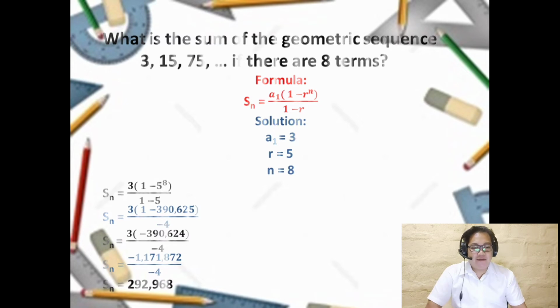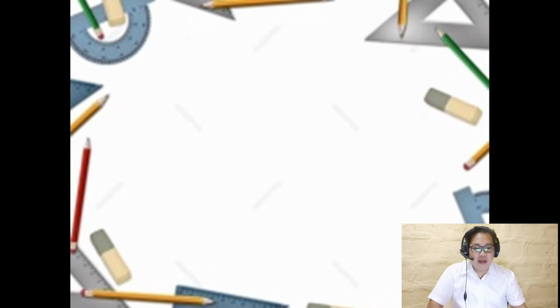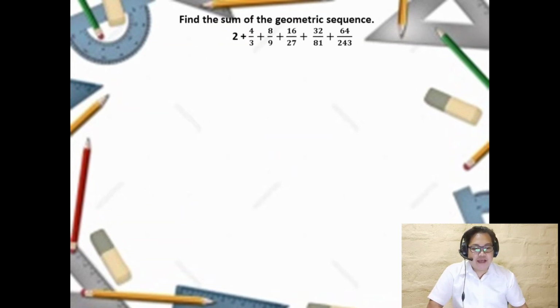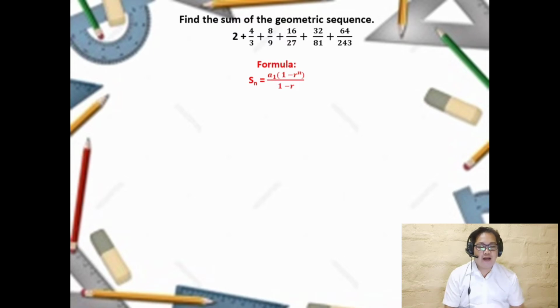Next, find the sum of the geometric sequence 2 plus 4 over 3 plus 8 over 9 plus 16 over 27 plus 32 over 81 plus 64 over 243. Ang formula natin ay, again, S sub n equals a sub 1 quantity 1 minus r raised to n over 1 minus r. Ang first term natin ay 2. So, a sub 1 equals 2.